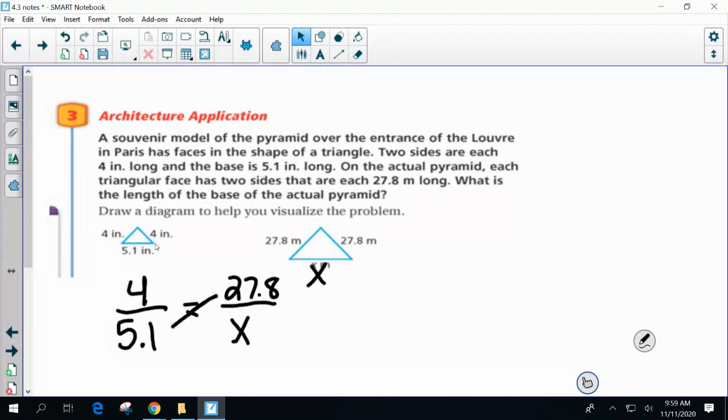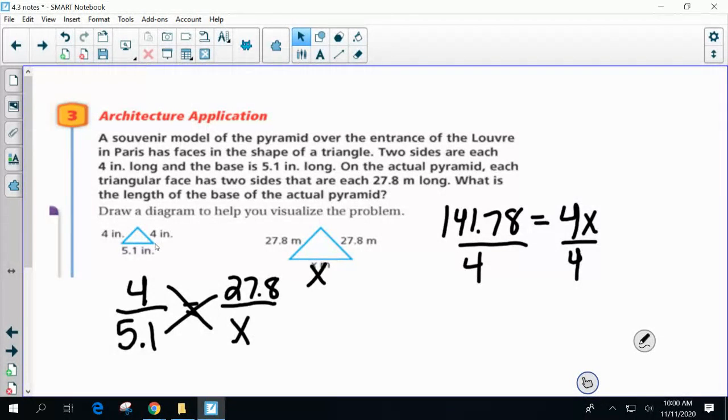Okay, so 5.1 times 27.8 is what? 141.78. Okay. And then 4 times X would be 4X. And then what would you do next? Divide by 4. So X would equal 35.445. 35.4, we could just say, and the label is meters.